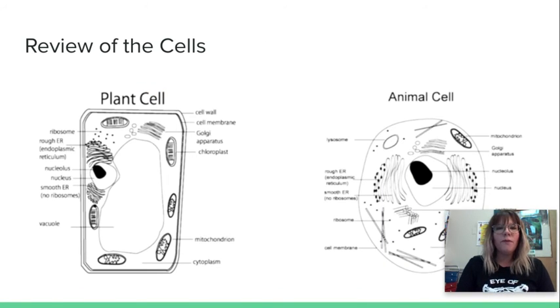Here's a little review of the plant cell and the animal cell. So you may remember from Science 10, they're shaped different. One square, one circle, one has a cell wall, one has a massive vacuole. But essentially, they're similar in many ways. But the one thing you have to understand that's super important about a plant cell, especially for this unit, is that plant cells have something called a chloroplast.